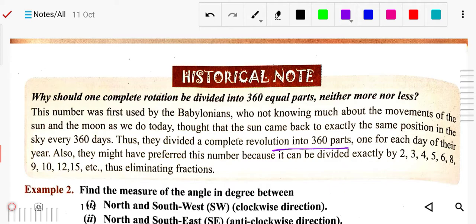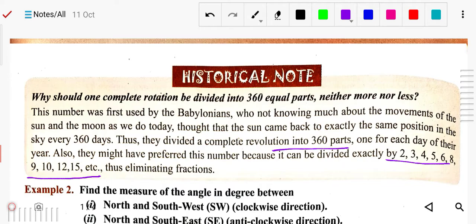Also they might have preferred this number because 360 is divided exactly by 2, 3, 4, 5, 6, 8, 9, 10. So that's why he preferred this number, because it makes it easy to eliminate fractions. So that's the basic concept, and that's why he took 360.